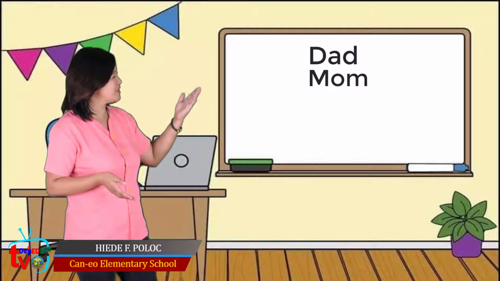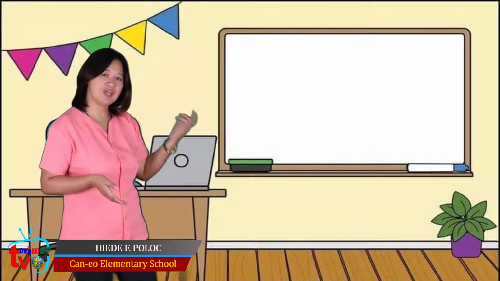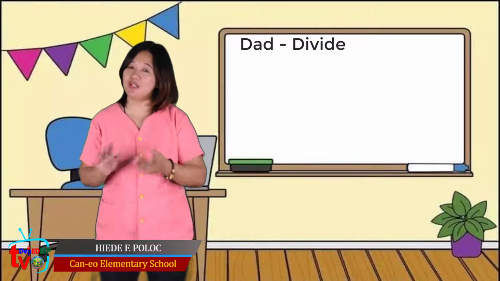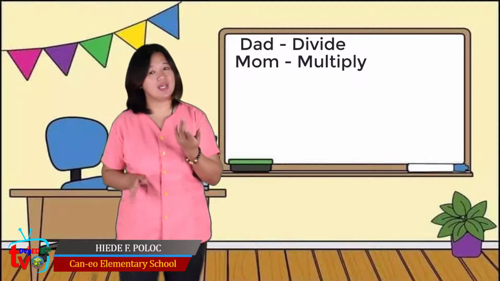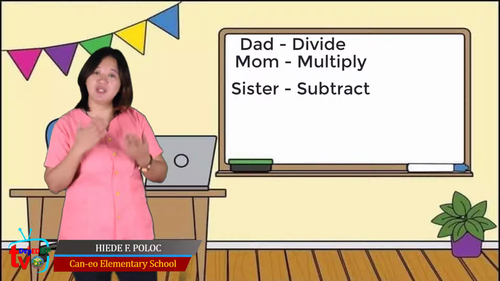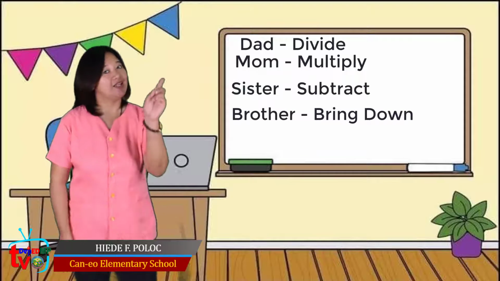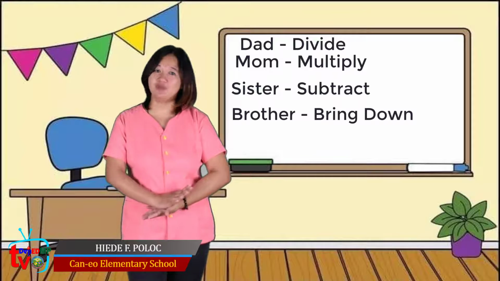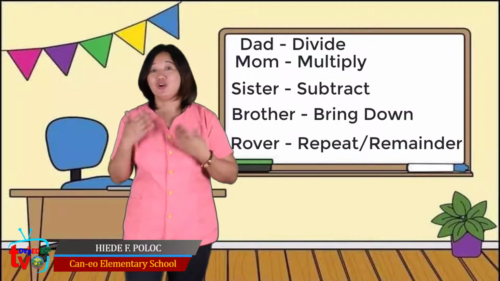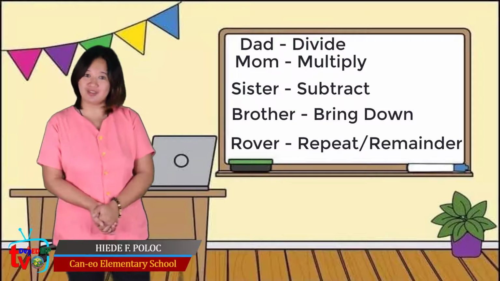Dad, mom, sister, brother, and rover. Dad means we divide, mom means we multiply. Sister means we subtract, brother means bring down. Let us not forget Rover to come up with the correct answer. Rover means repeat, or we call remainder.